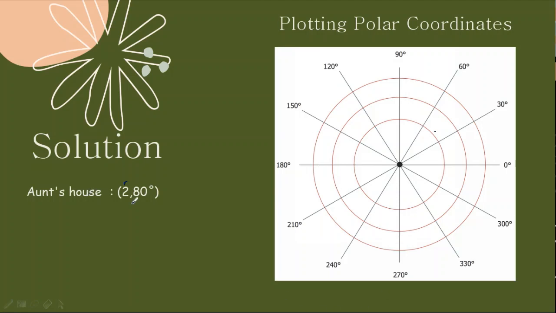Now, proceed to the angle theta. So the angle theta is 80 degrees. So from 0 degrees, we will go to 80 degrees. So this is approximately this one. Okay? So therefore, this is the plot of Ant's house, which is again in 80 degrees with the radius of 2. Okay?